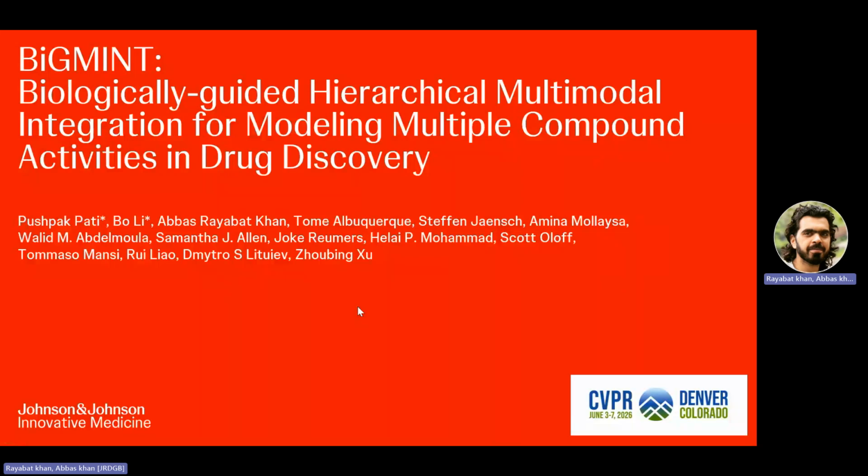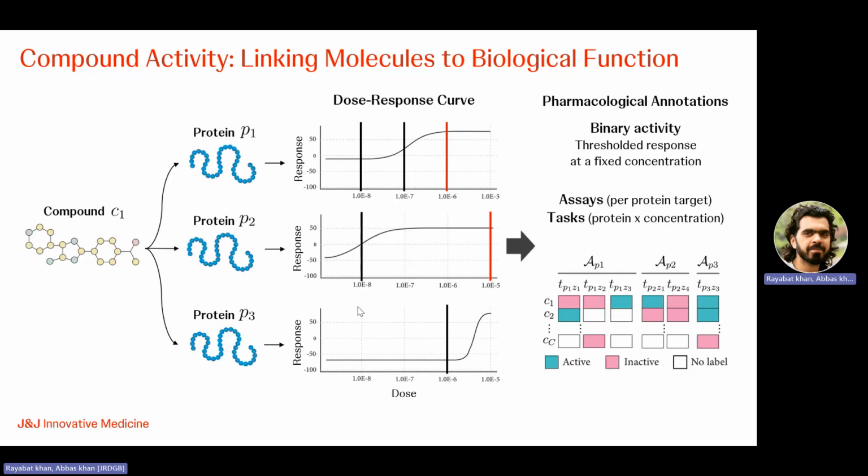the right protein in a living cell, and only those. That's the problem we tackle. This is BiGMINT. In drug discovery, a compound is tested against dozens of protein targets simultaneously.